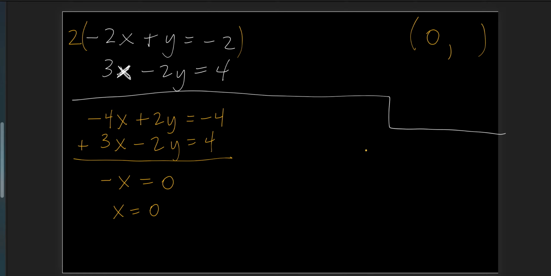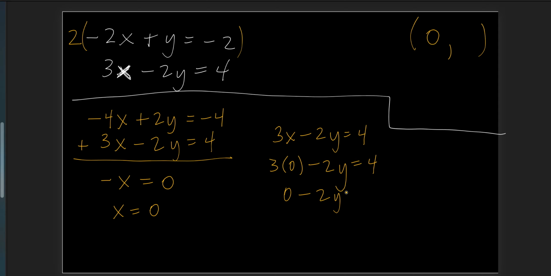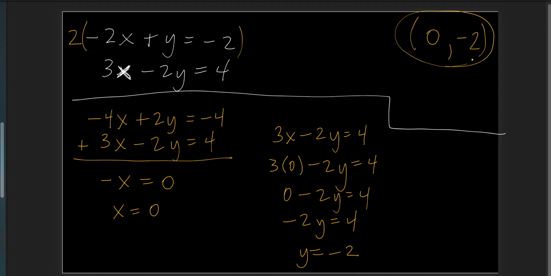Now I need the y. You can pick either one of these original equations to find the y. I'll choose the bottom one, what the heck. 3x minus 2y equals 4, and I found that x is 0, so I'm going to plug that in to find my corresponding y value. So that makes 0 minus 2y equals 4, which is really negative 2y equals 4. And I'm thinking, negative 2 times what equals 4? That has to be negative 2. So that means y is negative 2, and that's my answer. We're trying to find that point of intersection.